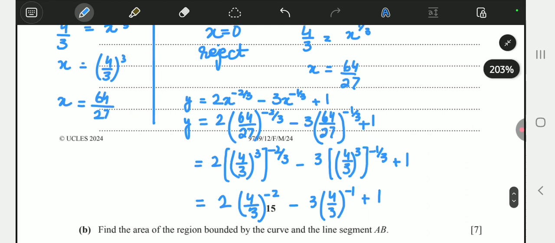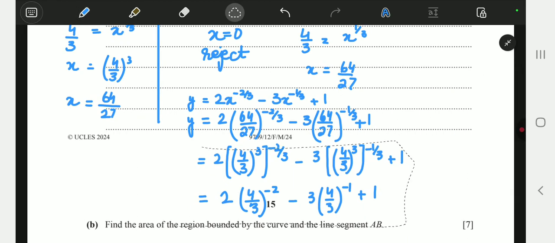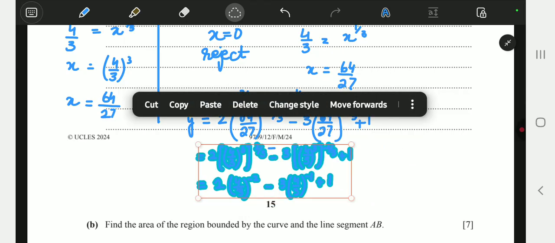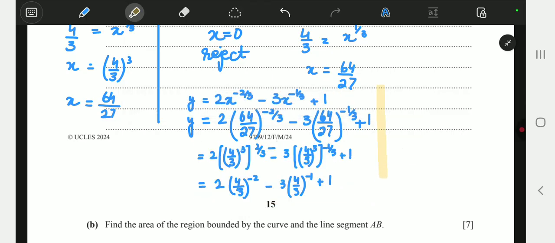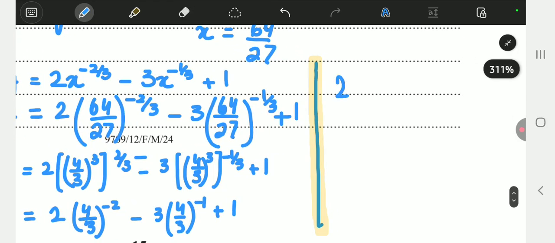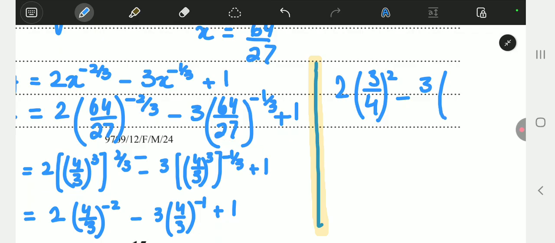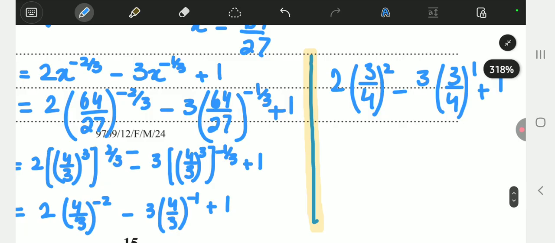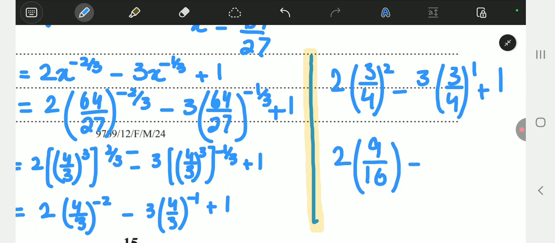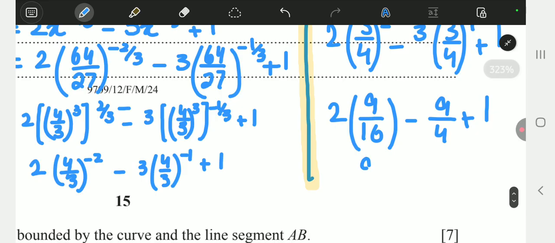Okay, solve it further. Two times (3/4)^2 minus 3 times (3/4)^1. I'm just flipping it. Okay, so this will become 2 times 9 over 16 minus 9 over 4 plus 1. So 9 over 8 minus 9 over 4 plus 1.